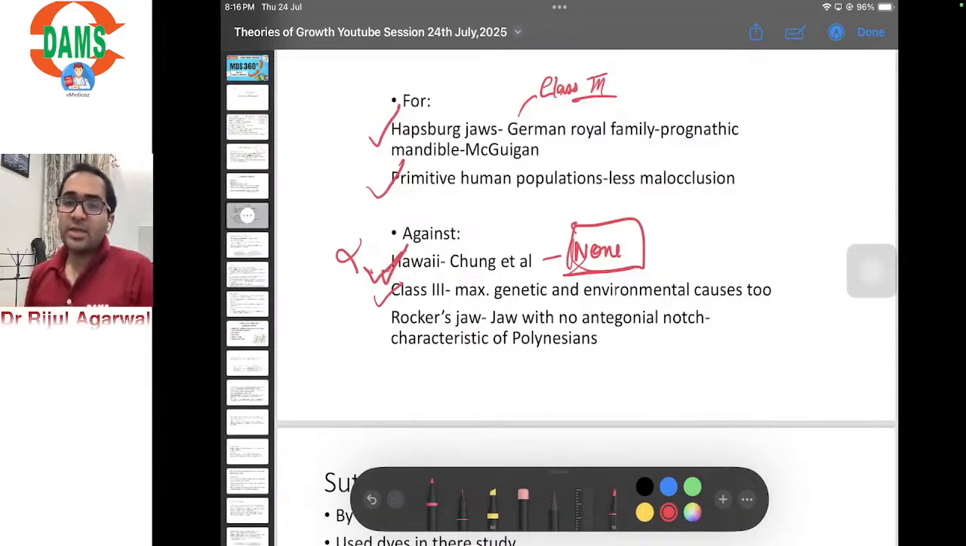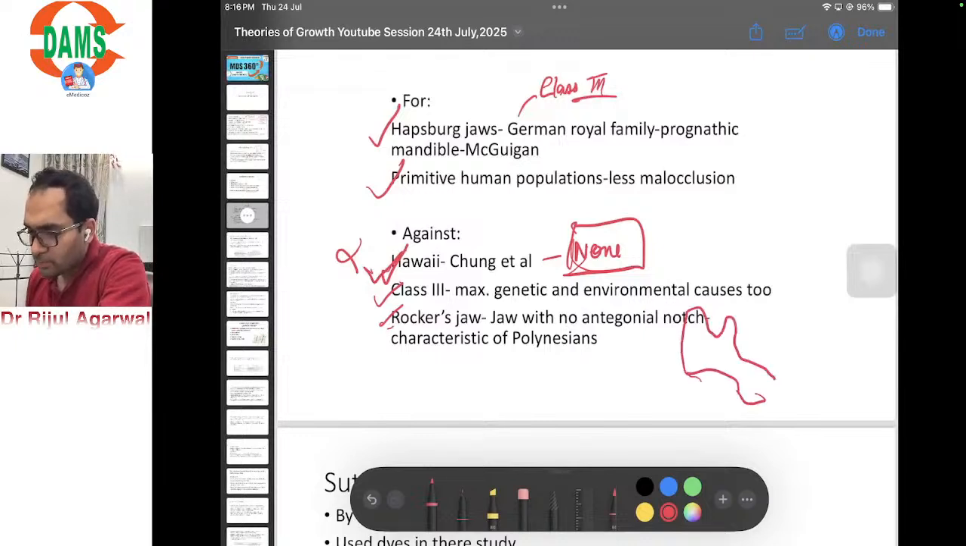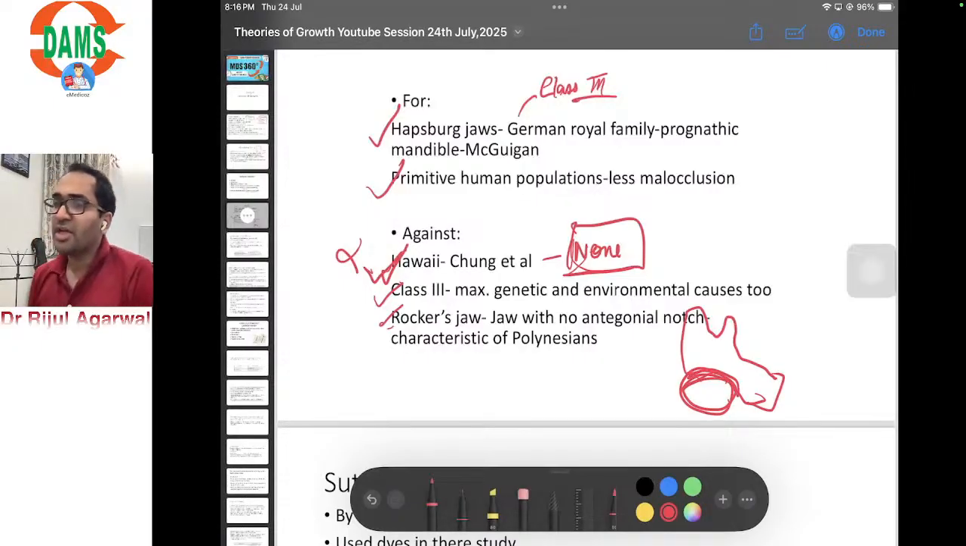Okay, lastly, the rocker's jaw. So what is rocker's jaw? First of all, rocker's jaw is a term given to jaws with no antigonial notch, or absence of antigonial notch. What is antigonial notch? On a panorex or an OPG, if you would have seen a notch present, if this is the mandible, the notch or the bend or the concavity present at the lower border of the mandible is known as antigonial notch. If this notch is absent, if the lower border is flat, it is known as rocker's jaw.